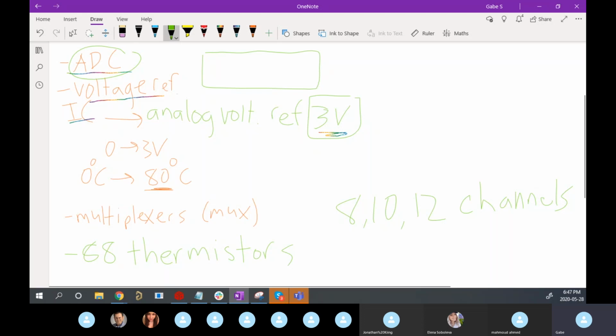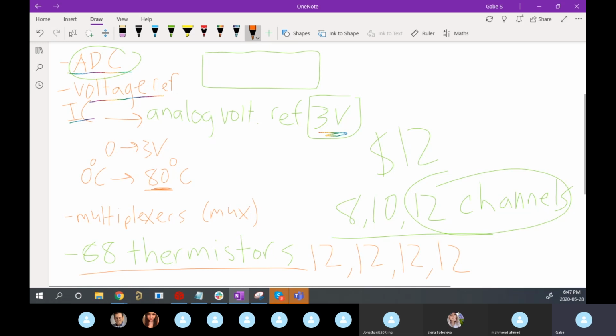Which means that it can measure 12 different analog signals at the same time, and then relay all those digitally to your microcontroller. And remember, the one we picked was $12, right? And it's actually a 12-channel one. So if we want to measure 88 thermistors, it's going to cost us a lot of money to put that many ADCs, right? Because you need one 12-channel one, then another 12-channel one, then another, another 12-channel one. And so those $12 for every ADC adds up real fast. So that's not what we did.